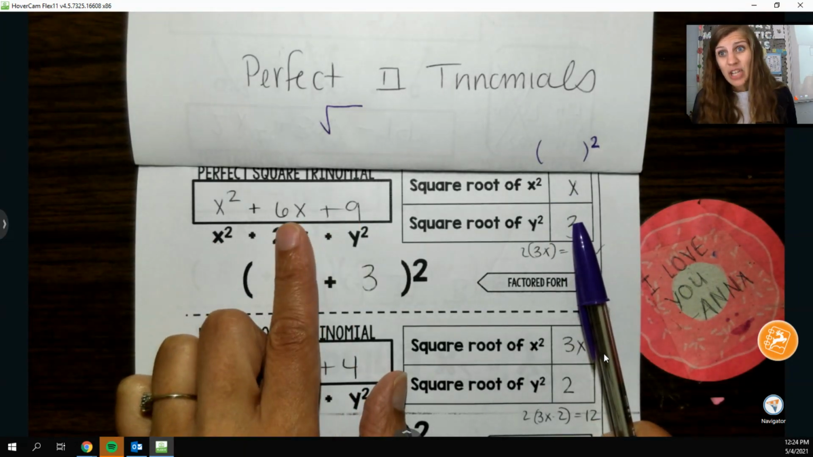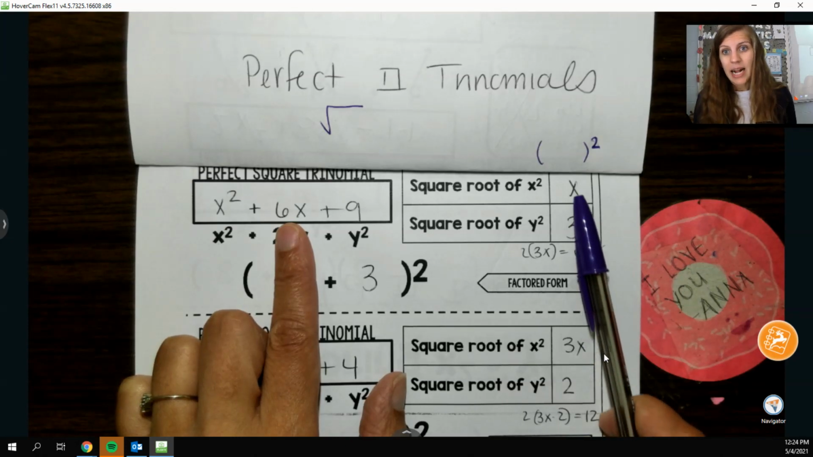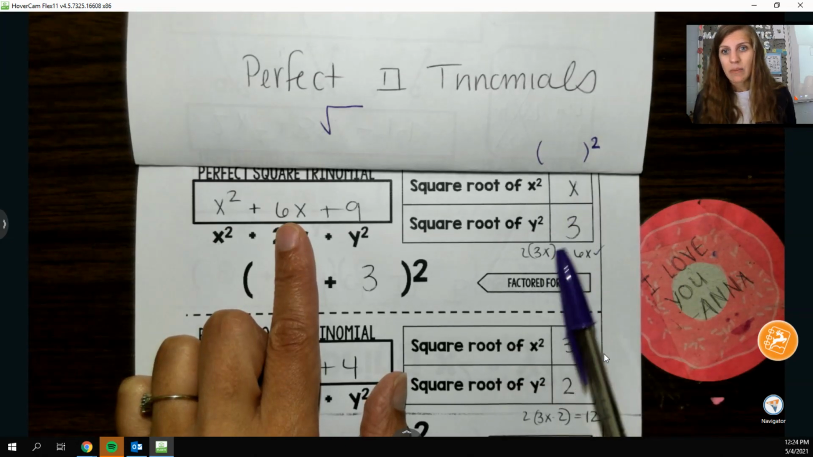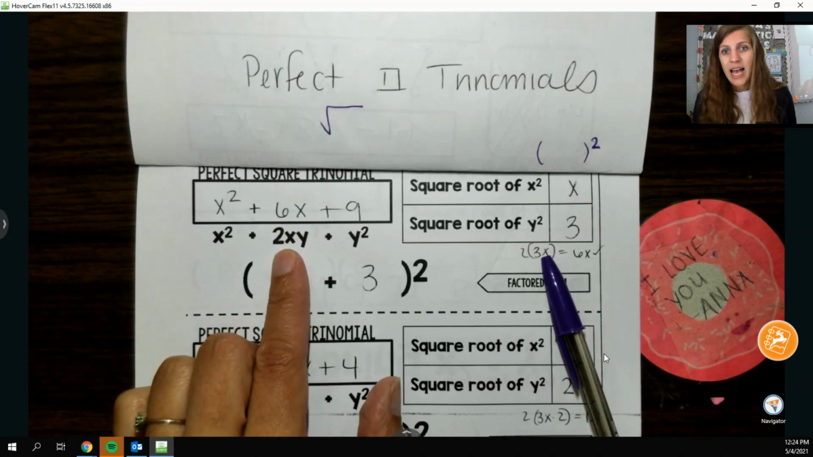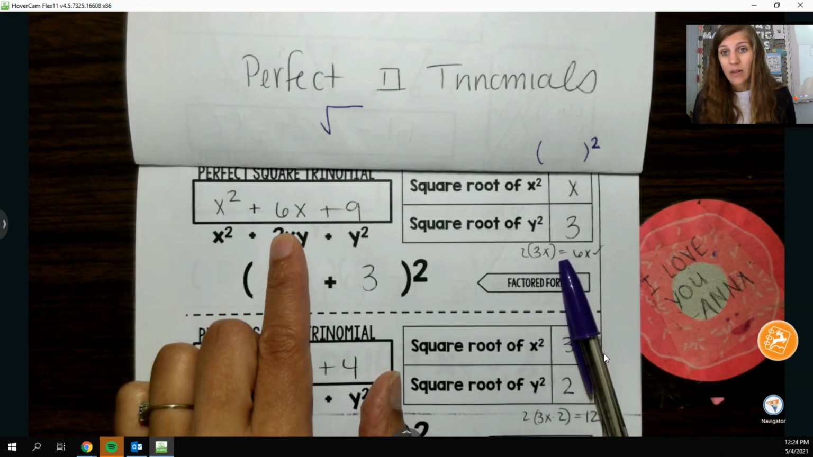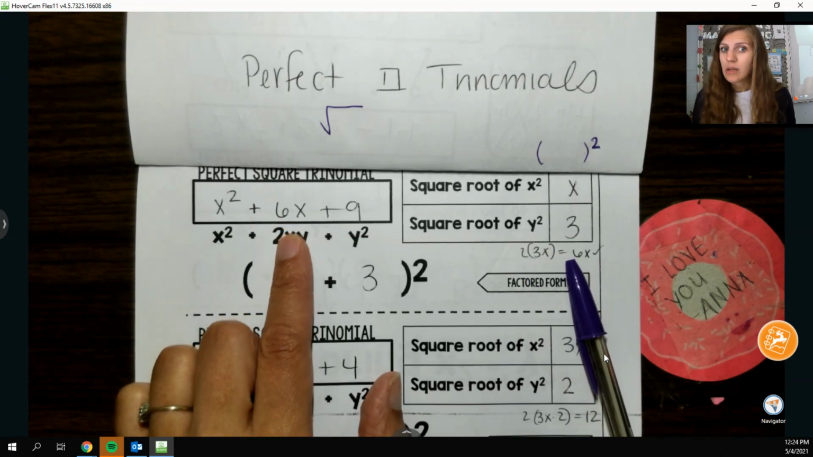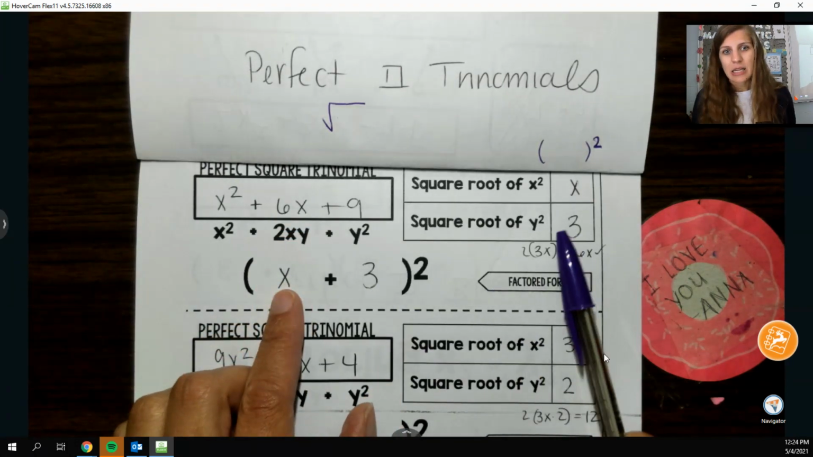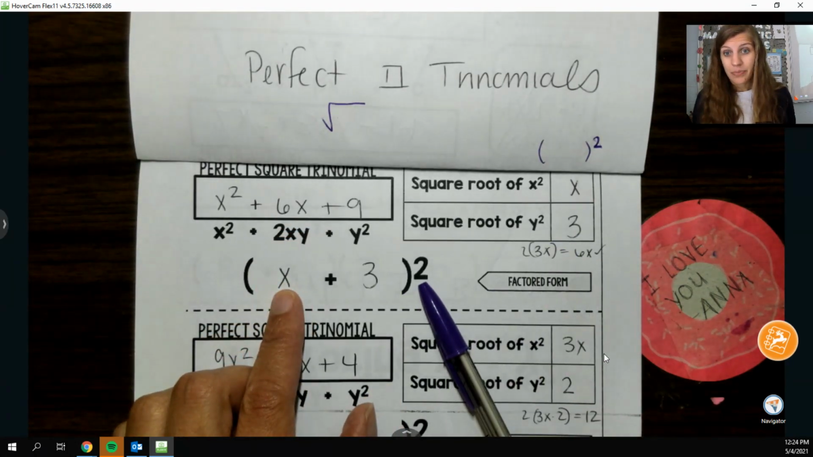Then I had to double check the middle number. So with the middle number, I need to multiply these two numbers. So x and 3 is 3x. And then double it for 6. And so since it checks out, we can rewrite it as x plus 3 squared.